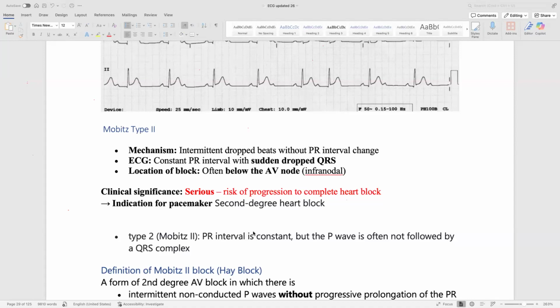Okay? But this P wave, this poor one, is serious. It tells you that there is an unorganized problem.